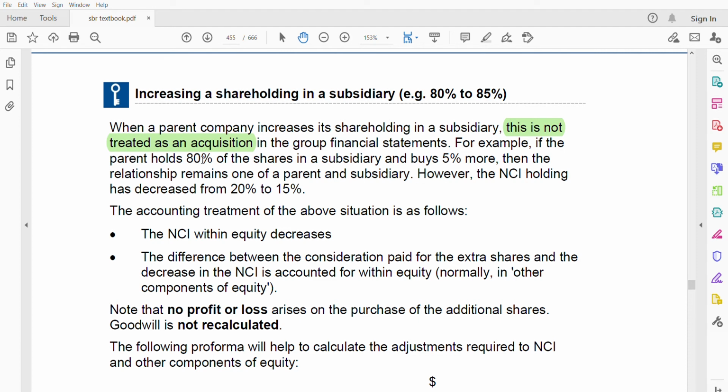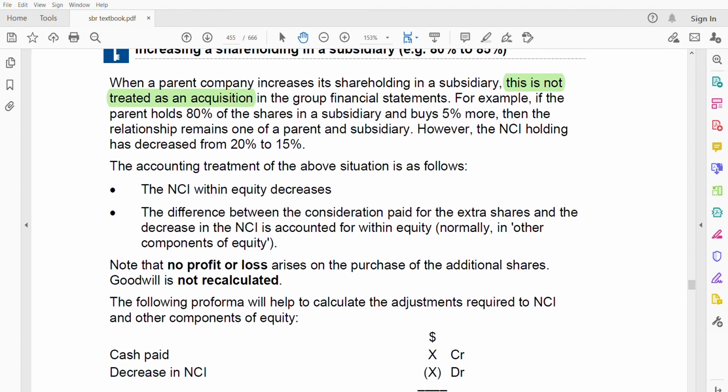Because it's just like the parent has 80%, now they are buying 5% more from the NCI and becoming 85%. So NCI is reducing, equity shareholding is increasing. It's more like a relationship between the parent and the subsidiary, which remains. But NCI has decreased. So you have to find that change in NCI when control is retained. When it's an acquisition, NCI has decreased. When it's a disposal, NCI has increased. That increase or decrease is the only thing you have to find. Rest, everything is the same, whether disposal or acquisition.